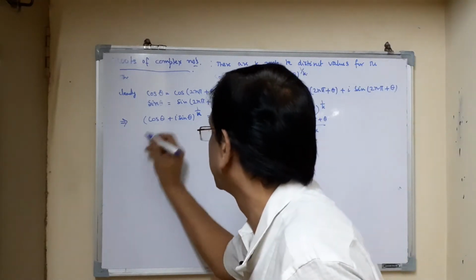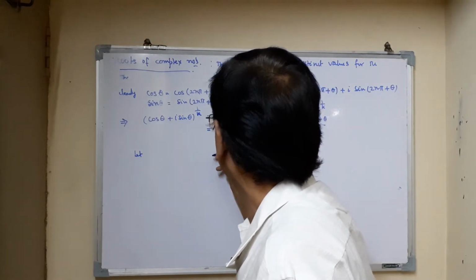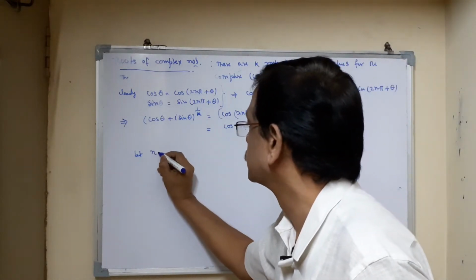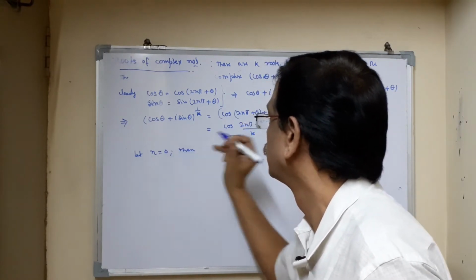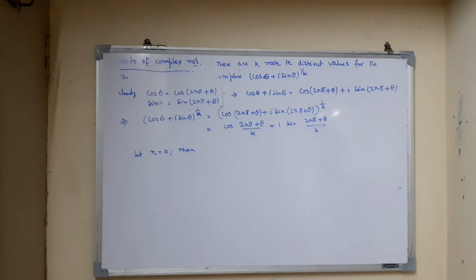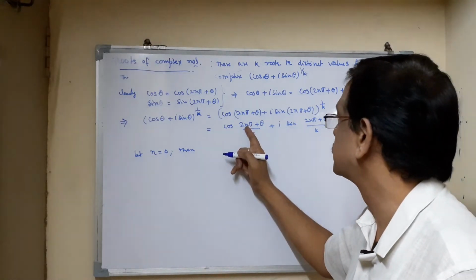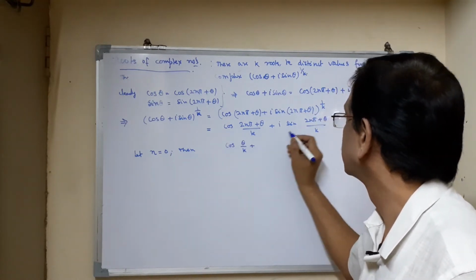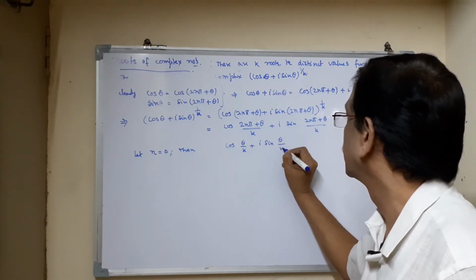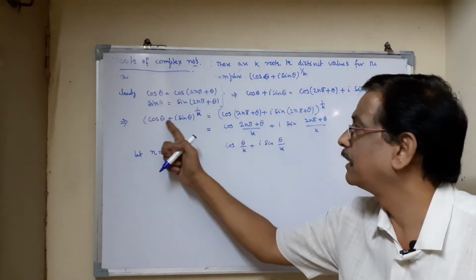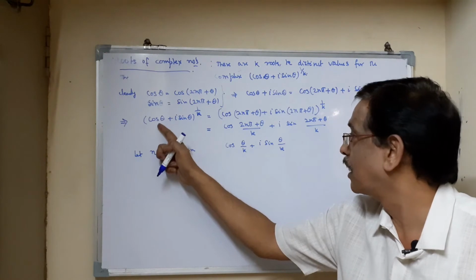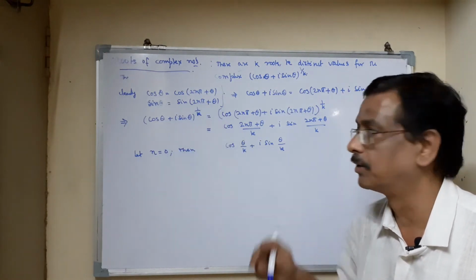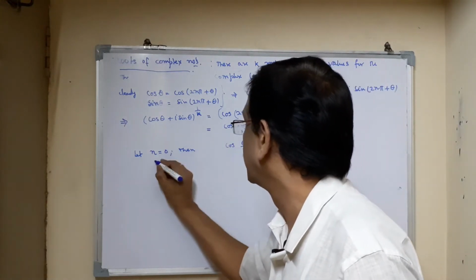Now, let n equal to 0. Look at this: cos theta plus i sin theta whole power 1 by k. I'm writing the kth roots. That's the sense. If I put n equal to 0, this becomes 0. So I'll get cos theta by k plus i sin theta by k. Apply De Moivre's theorem for this. So for n equal to 0, you will get this one.